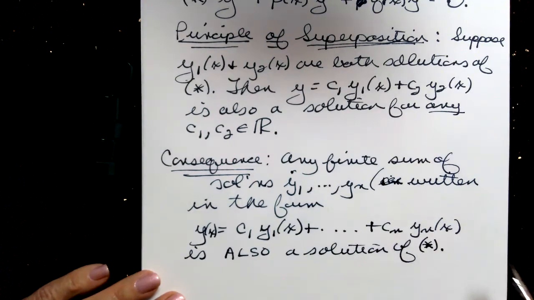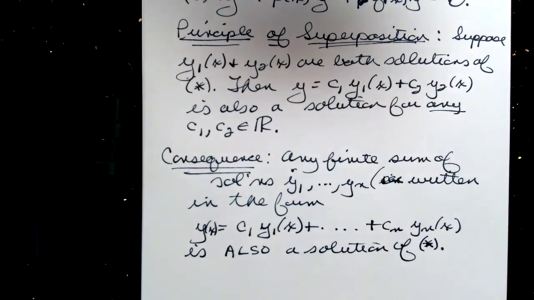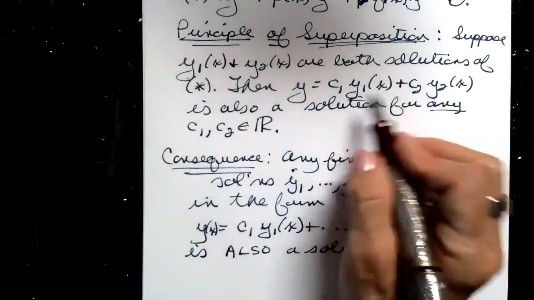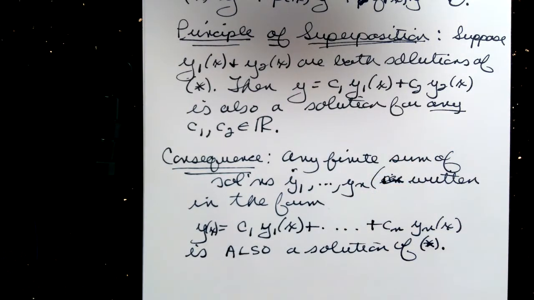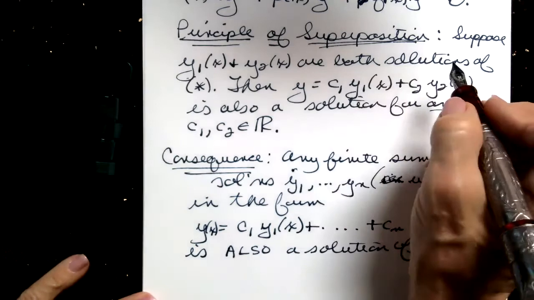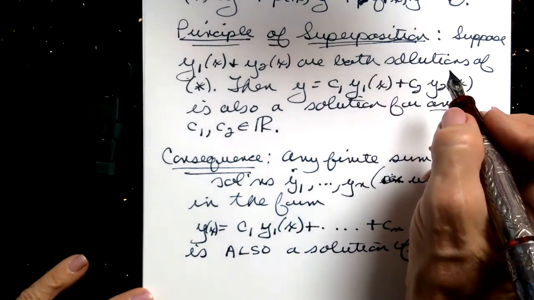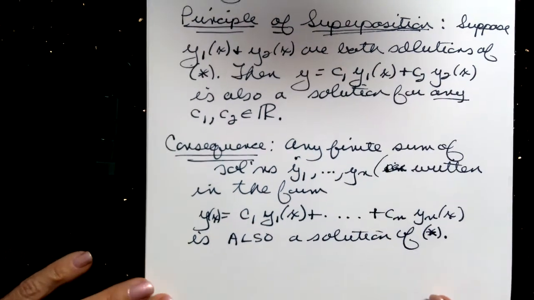Okay, so if we can show this, then any finite sum of solutions, and when you take a constant times a function and then add them all up, that's called a linear combination. If you've had any linear algebra, you know that this is called a linear combination. And so a convenient way to say it is any linear combination of solutions is, again, a solution. Okay.